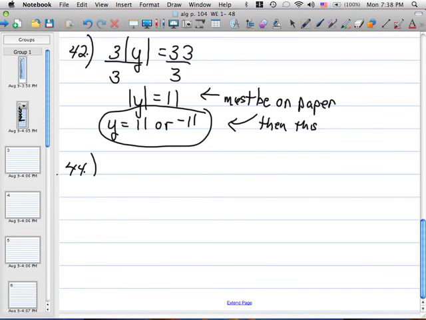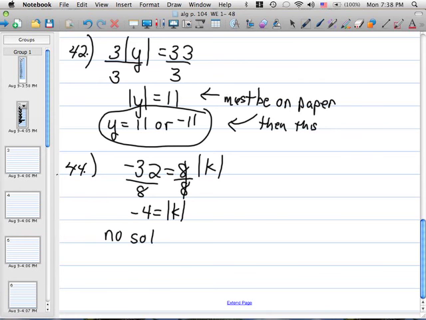Skip a line. We have negative 32 equals 8 times the absolute value of k. First, get the absolute value of k by itself, divide by 8. So we get negative 4 equals the absolute value of k, and that would be no solution since absolute value cannot be negative. It always must be positive.